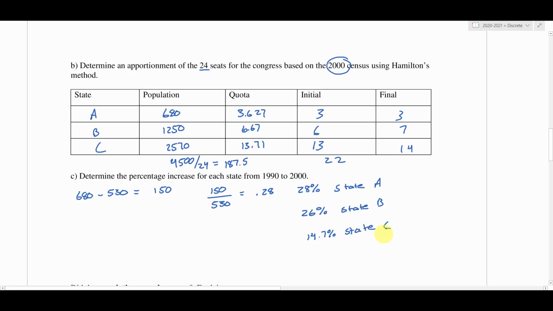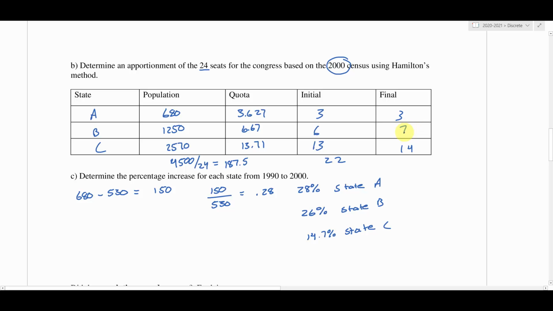Now that's a problem, right? Because state A had the fastest rate of growth, and yet they lost a seat. And state B here didn't have nearly as fast, or well, they were pretty close, but they didn't have as fast a rate of growth, and somehow they gained an extra representative.